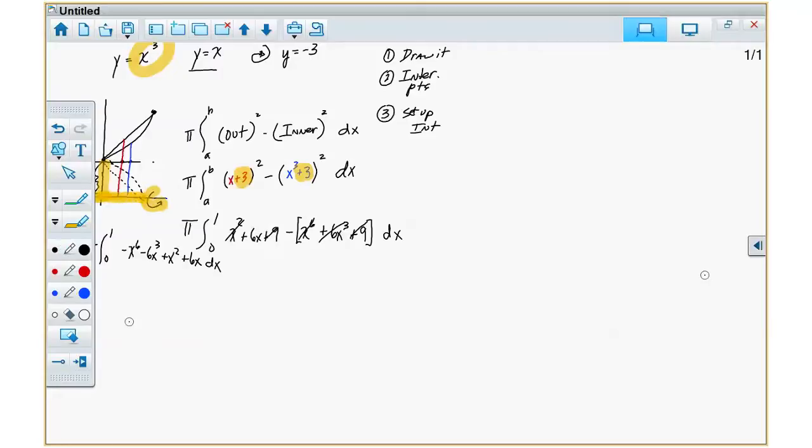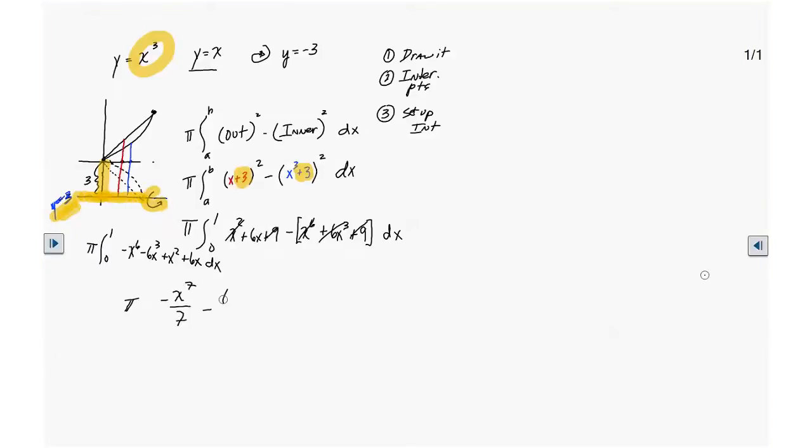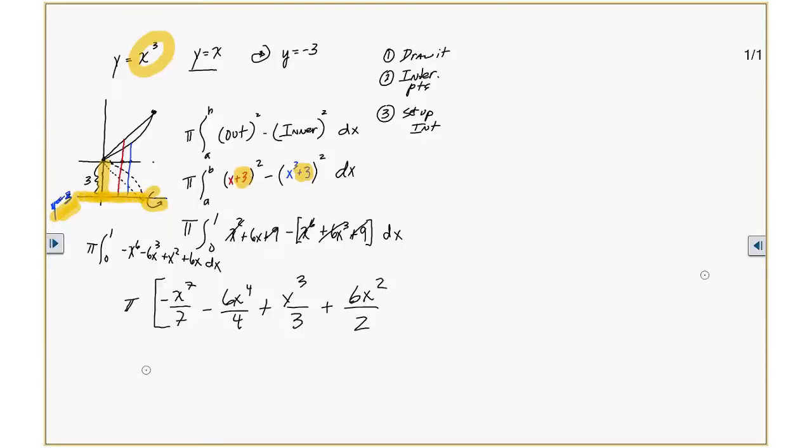Alright, so here we go. Pi. And that's going to be negative x to the 7th over 7 minus 6 x to the 4th over 4 plus x to the 3rd over 3 plus 6x squared over 2. No coughing in class. Evaluated at 0 and 1. And you can, let's see if I did that. I don't know if I did that one or not. I think I did, yeah I did. No, I didn't do that one.